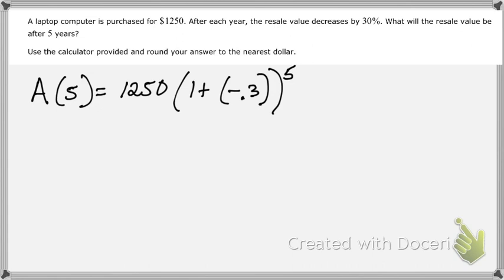And I've got another calculator key in. And always be paying attention to the context here. What's happening is I've got a computer that's worth $1,250 when I buy it, and we're trying to make some calculation about how much it's worth after 5 years, based upon this depreciation, would be the word for it, of 30% per year. And I'm getting 210.09, but it does say round to the nearest dollar. So my answer is $210.